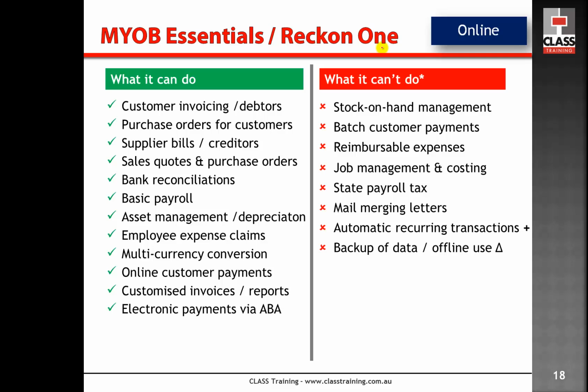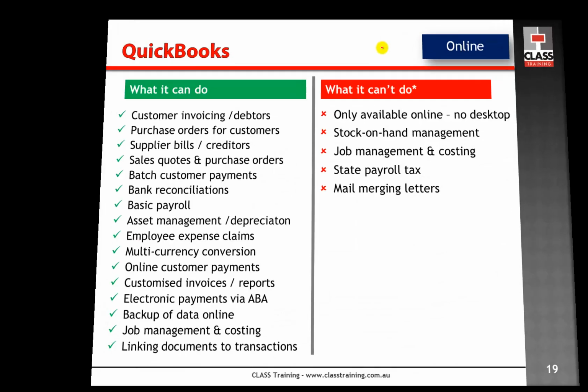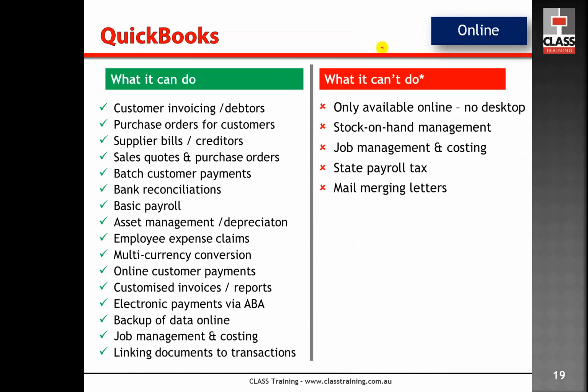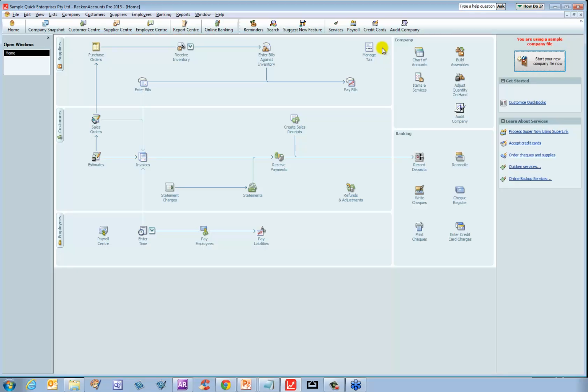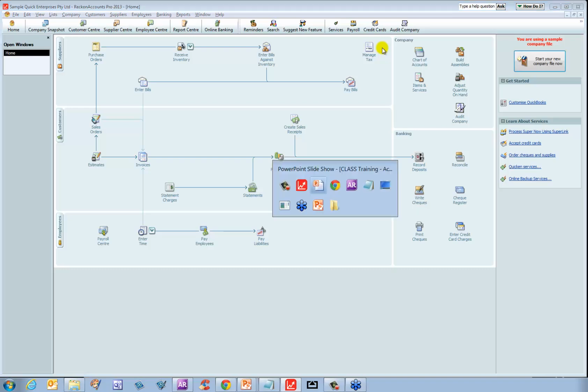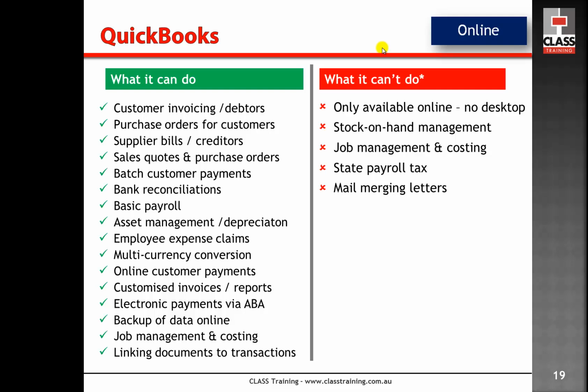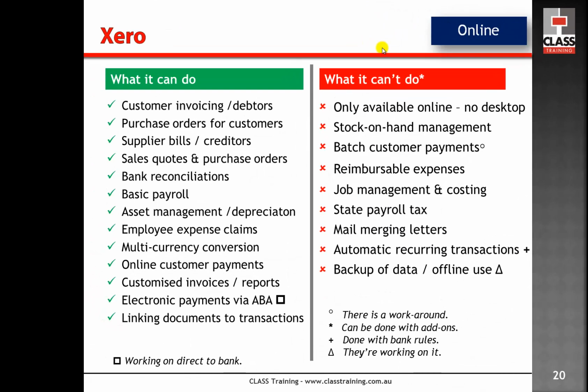Okay, MYOB Essentials, they're just totally online. So this is Reckon One and MYOB Essentials. Again, what it can do, what it can't do. This is QuickBooks Online, which I just showed you. The new QuickBooks company online, that's all they've got. They don't have a desktop version. Don't forget this one back here. That's the old QuickBooks, now called Reckon Accounts. And that's even confusing, isn't it? So back to where we were. All right, so you can check that out as well.